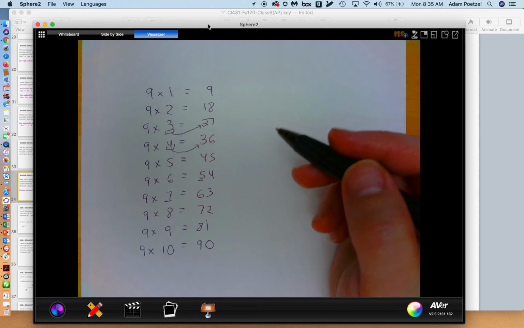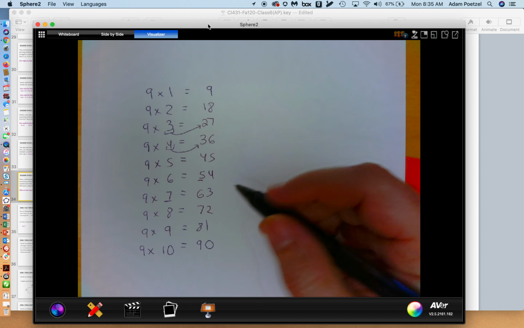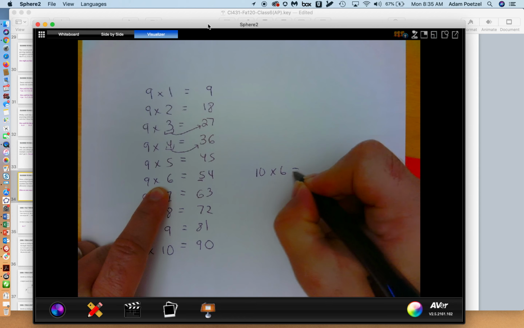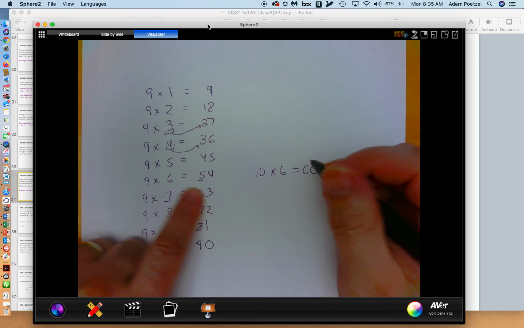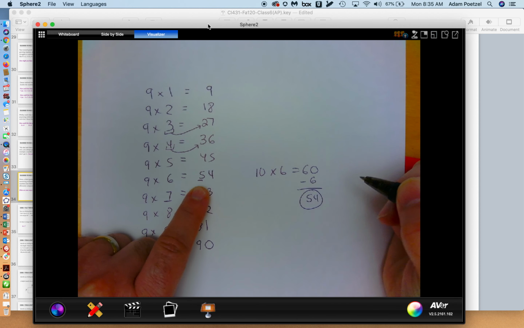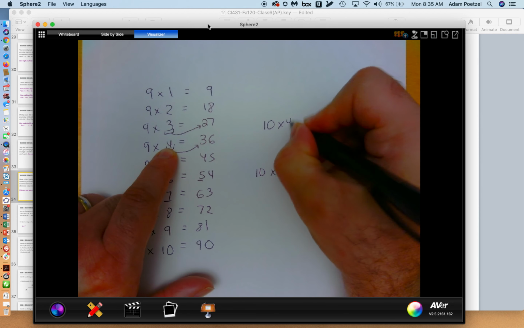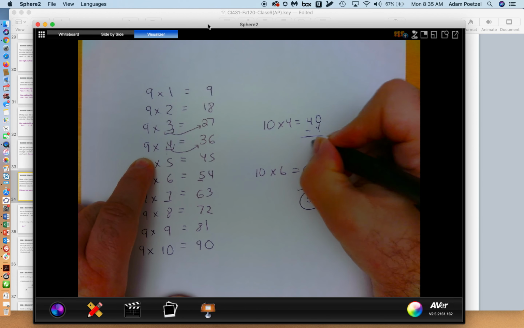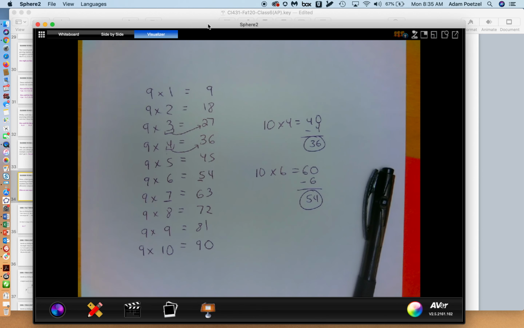Now, there are lots of strategies to get this, and the biggest thing with 9 facts is probably using 10 facts. For example, 9 times 6, a lot of students will say, I know 10 times 6 is 60, but I only wanted 9 groups of 6. So 10 times 6 is 60 is great, but I need to take away one of those groups of 6, and that would get me the answer. Or 9 times 4, same thing. I know 10 groups of 4 is 40, but 9 groups of 4 is 1 less. So if I take away 4, I would get 36 for 9 times 4. And so relating to a 10 fact can be a good way.